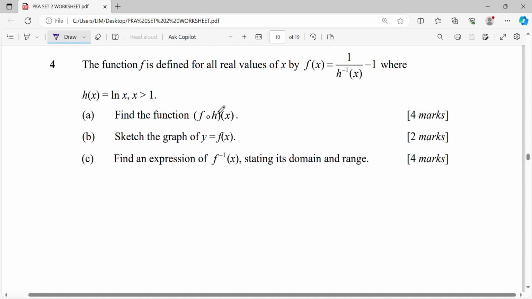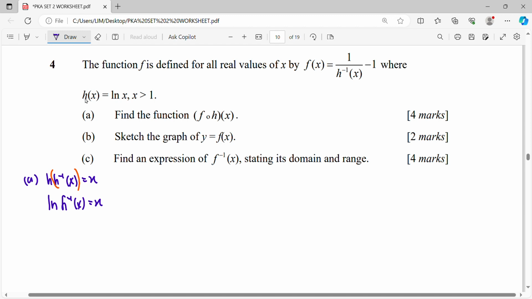In order to find the function of f first, we have to find out what our h inverse is. So, start with finding h inverse. We're using the composite method, h(h inverse(x)) equals x. So substitute this h inverse into the function of h, so this x will be replaced by h inverse. It will become ln h inverse(x) equals x.